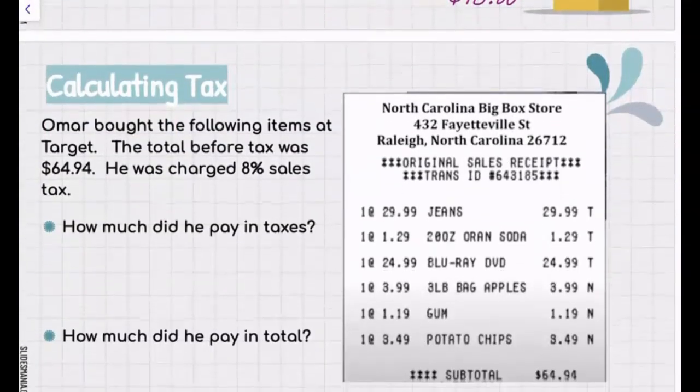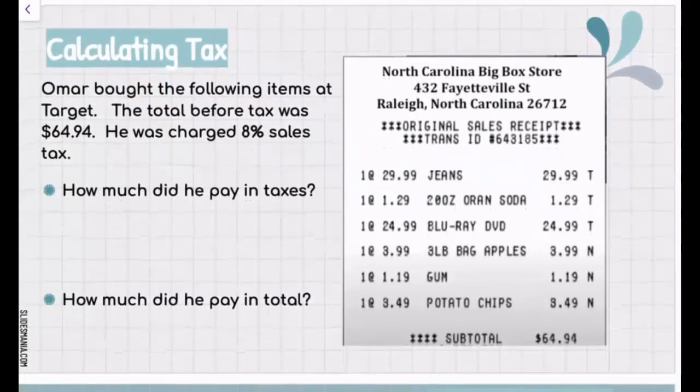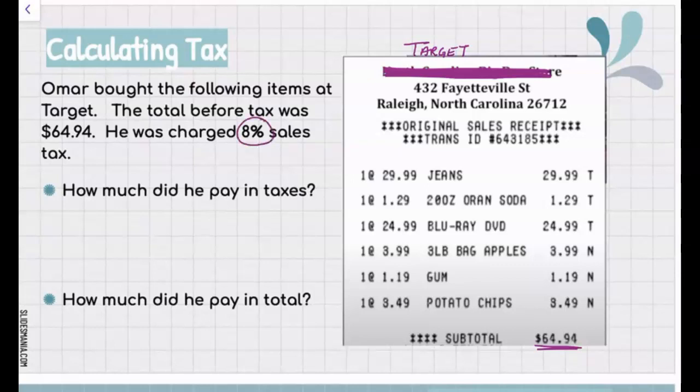So how do we calculate tax? This was just a receipt I found online. It is not what I wrote in my question. My question says, Omar bought the following items at Target, and the total before the tax was $64.94. I cut off the rest because I want us to figure out what the tax is. The sales tax where he was is 8%.